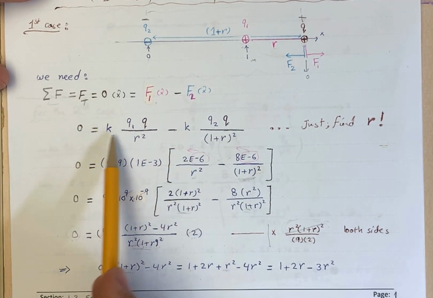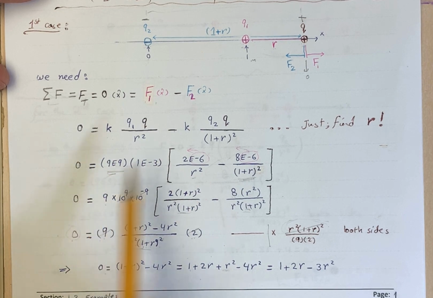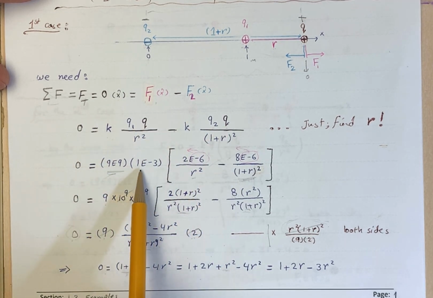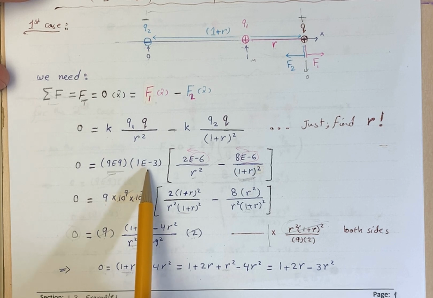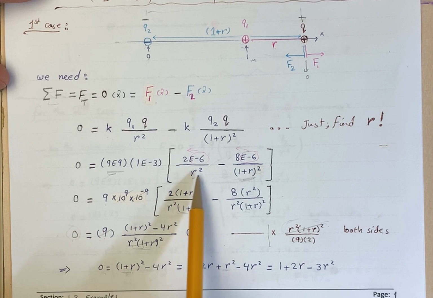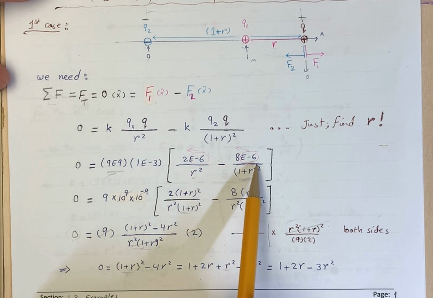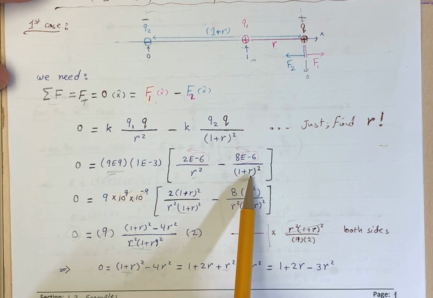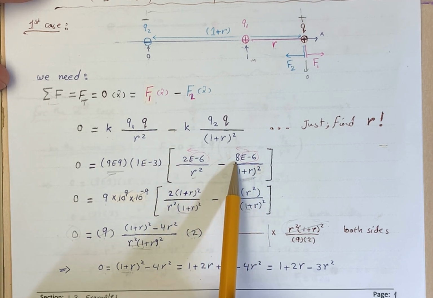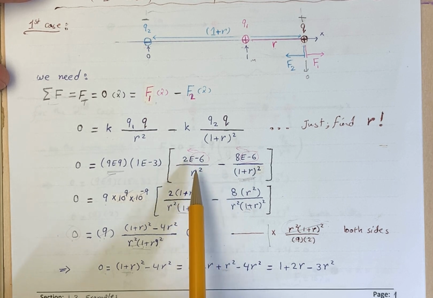Now just take K outside the two terms as a common factor. Also, the test charge is 1 times 10 to the -3, the millicoulomb. We have the first charge, 2 microcoulomb, over R squared, minus 8 times 10 to the -6 over 1 plus R all squared. The test charge was positive. The negative sign here is because we are subtracting forces.